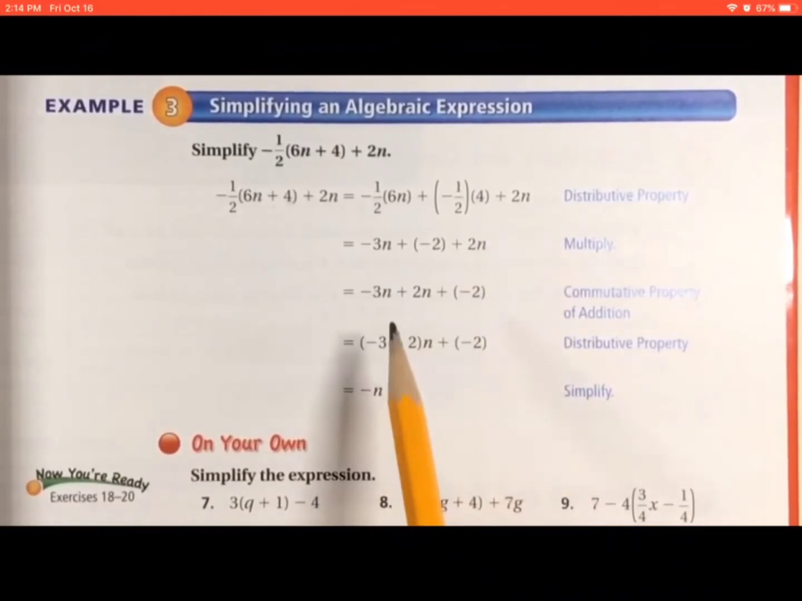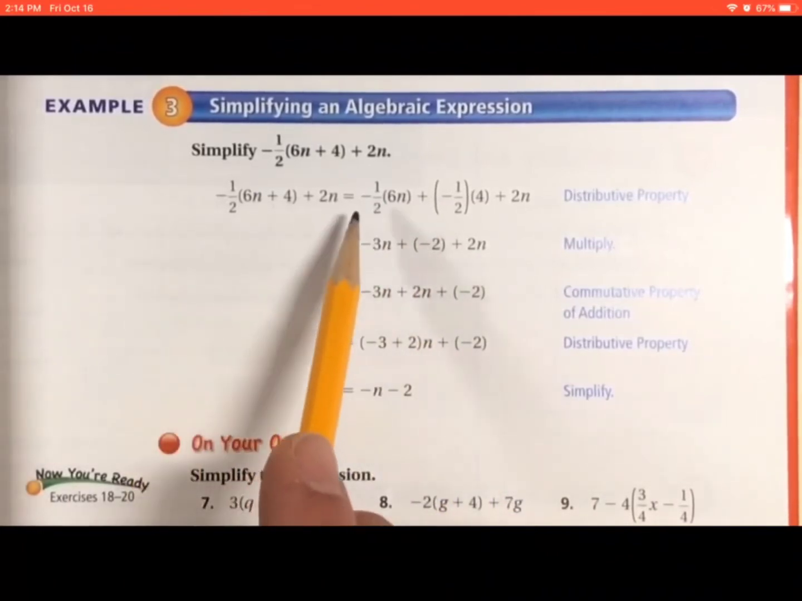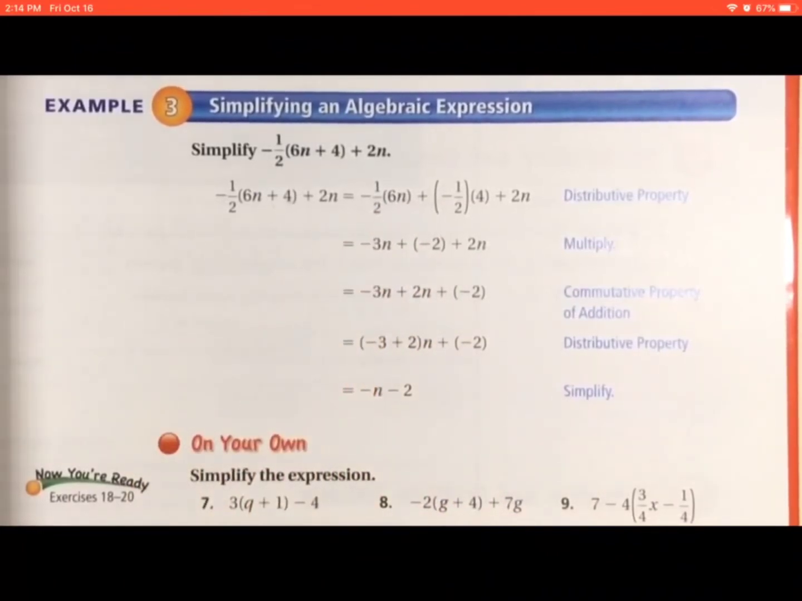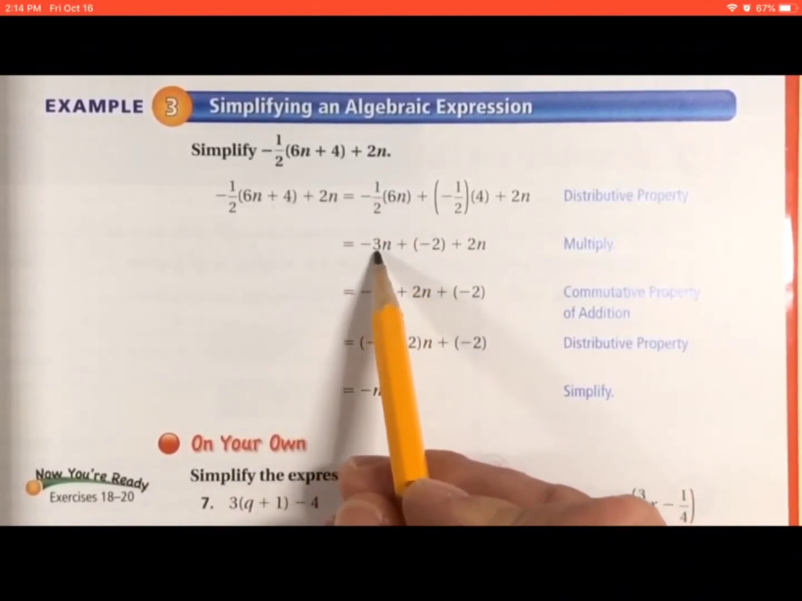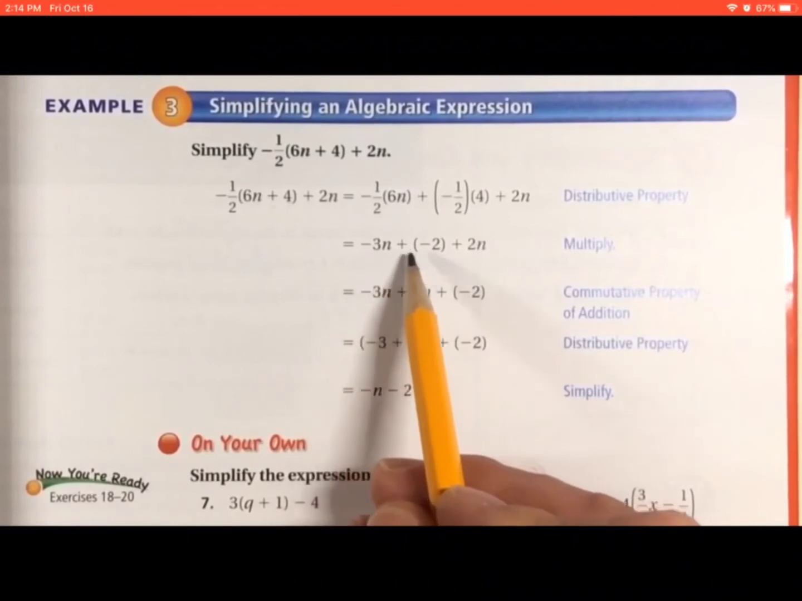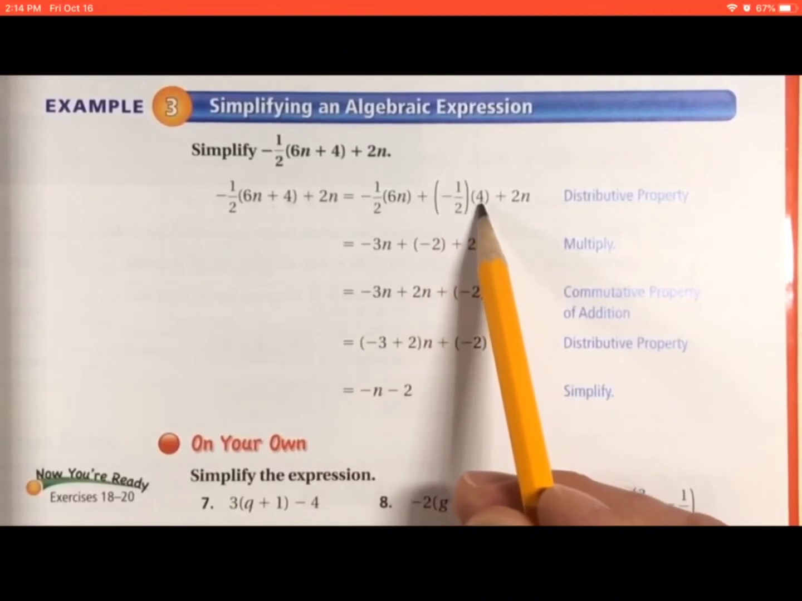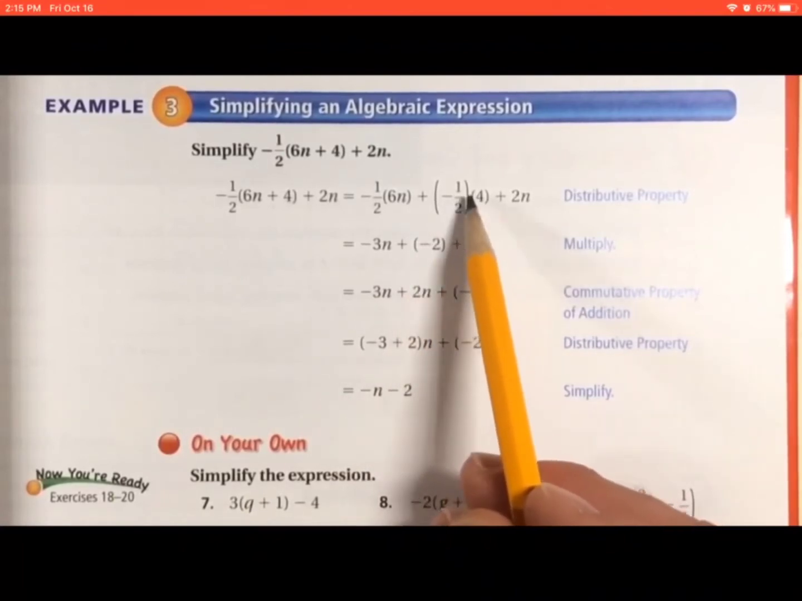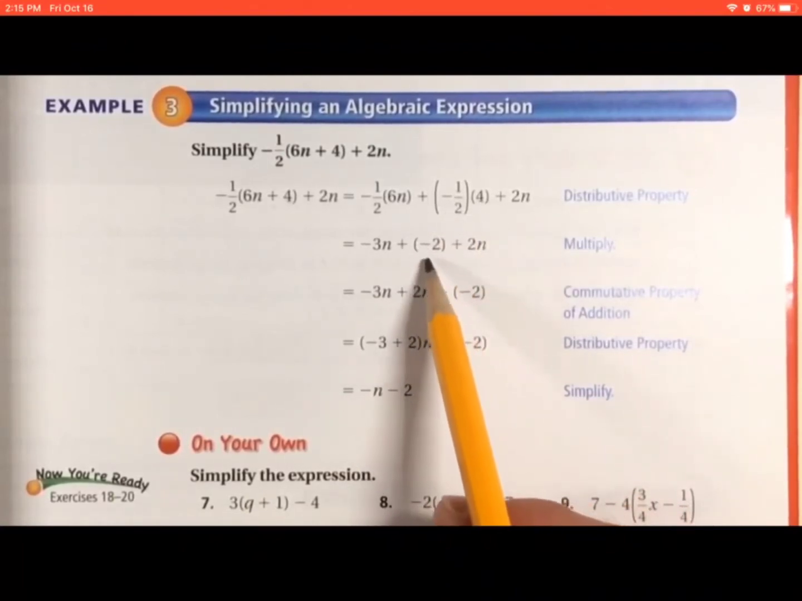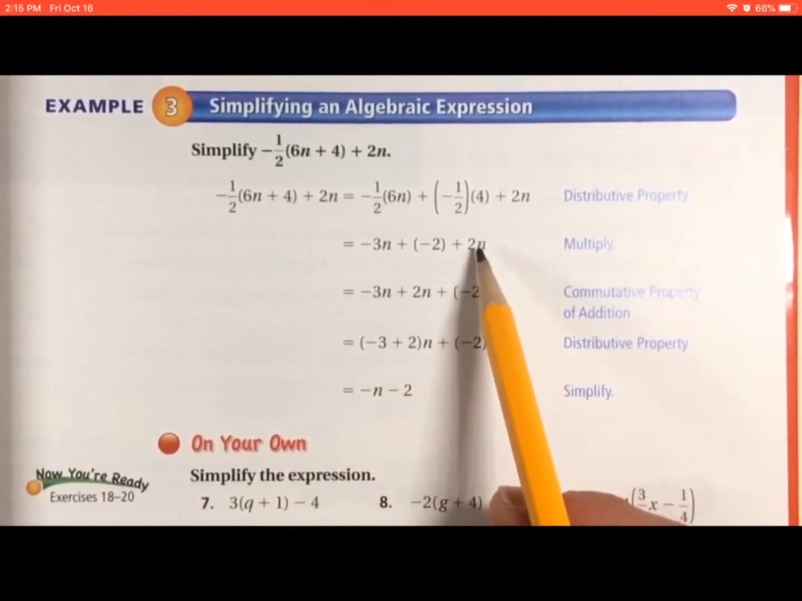Well, now we can actually do the multiplication. Negative 1/2 times 6n is the same as 1/2 of 6n. Of means multiply in math. 1/2 of 6n would be 3n. So half of 6 is 3. Different signs, so it's going to be negative 3n when you multiply those. Plus, and then I have negative 1/2 times 4, or 1/2 of 4. Well, half of 4 is 2, of course. So it's going to be negative because there's one of each. When we multiply, different sign, negative. So negative 2, and then plus 2n. Still just coming along for the ride, hasn't really done anything yet. But we can't drop it.